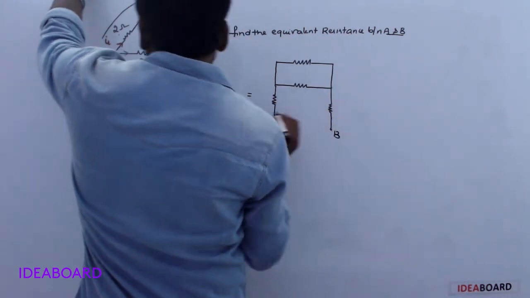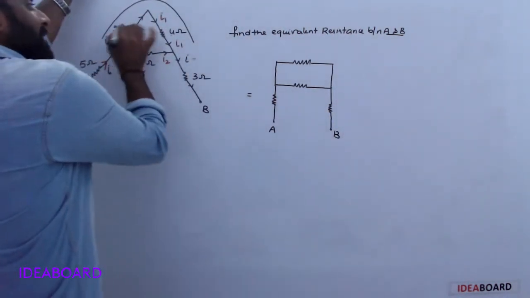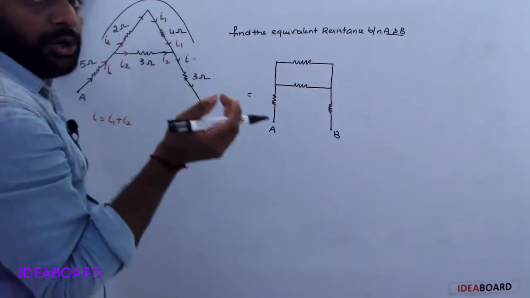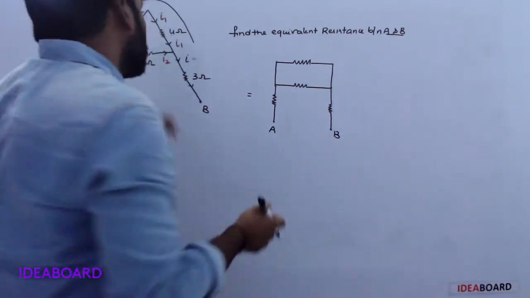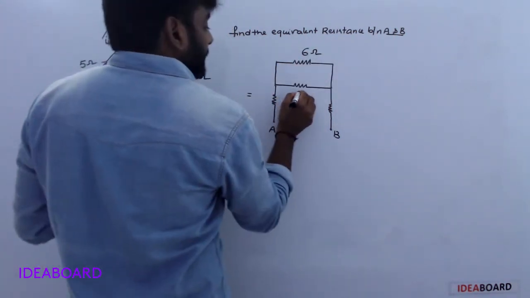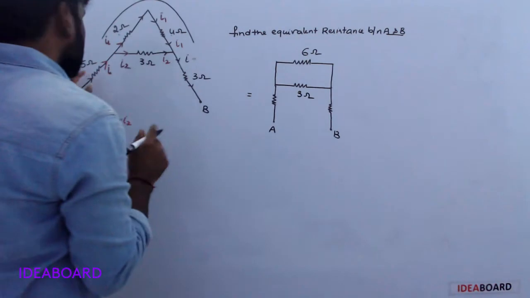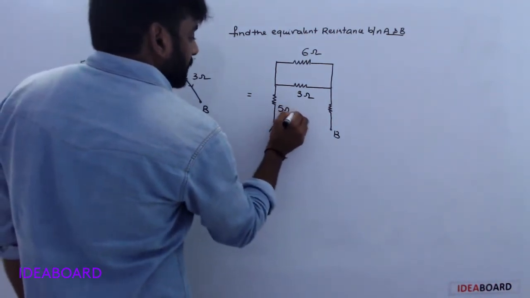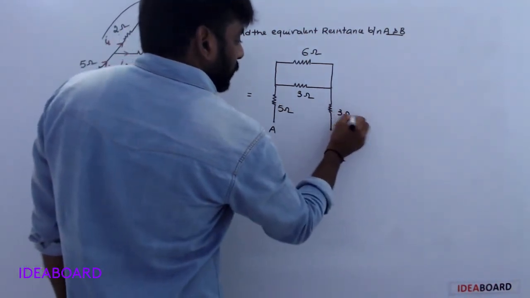Okay. Now here these two are in series. R1 plus R2, 2 plus 4, 6 ohms. This one is 3 ohms. This one is 5 ohms. This one is 3 ohms.